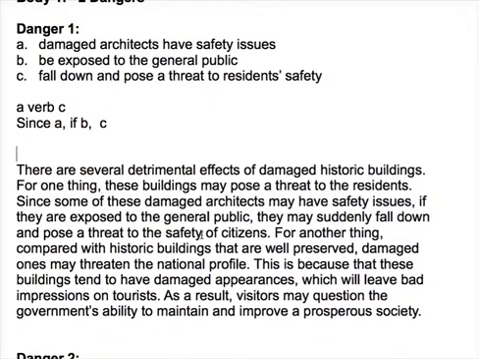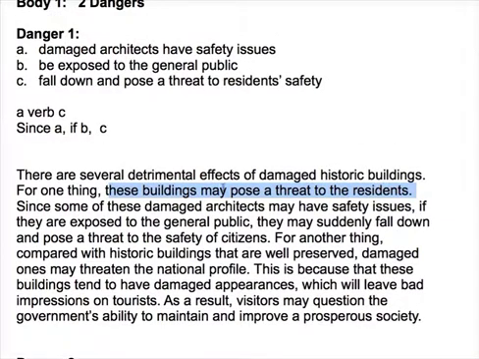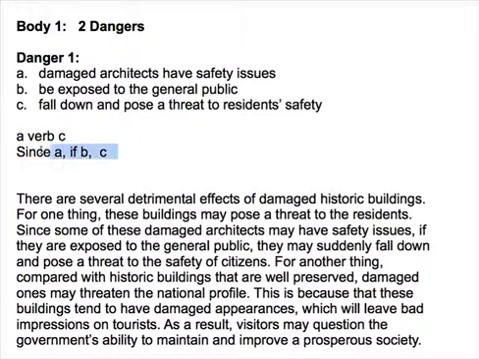So I'll just read this paragraph for you. So for one thing, these buildings may pose a threat to the residents. Okay, buildings, A, pose a threat to the residents, C. And since some of these damaged architecture may have safety issues if they are exposed to the general public, if they may suddenly fall down and pose a threat to the safety of citizens. Since A, if B, and then C. This is a fixed recipe. Next time you change the ABC, make your sentence structure fixed. So in this case, your writing will become what? Filling the blank. It's very easy.